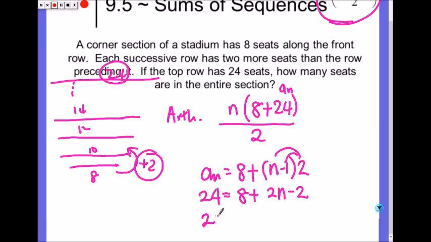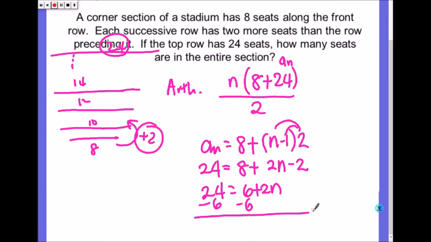So 24 equals 6 plus 2n. So when you move 6 to the other side, we get 18 equals 2n. So when you divide by 2, you get n equals 9. So then what do we do? You plug 9 in here for the n. So that means there are 9 rows.